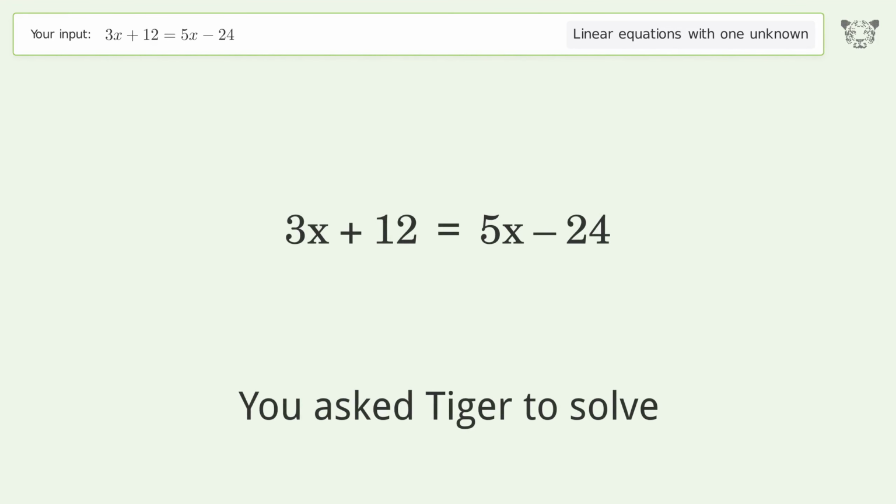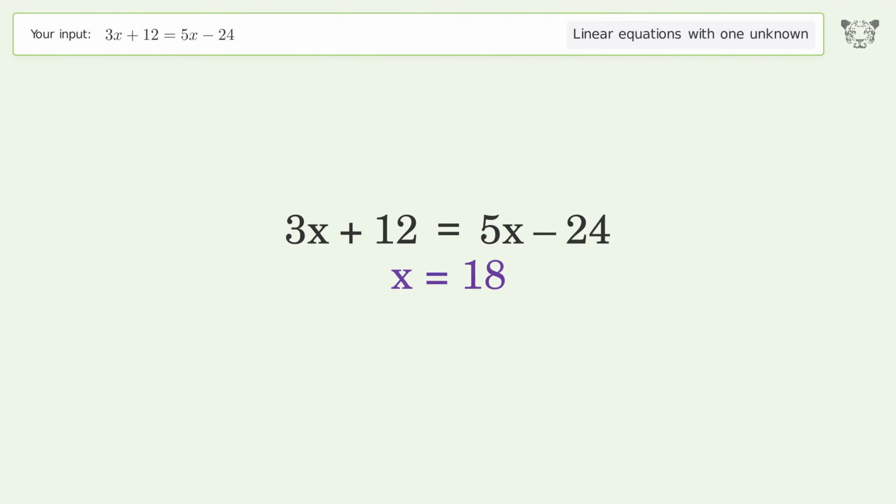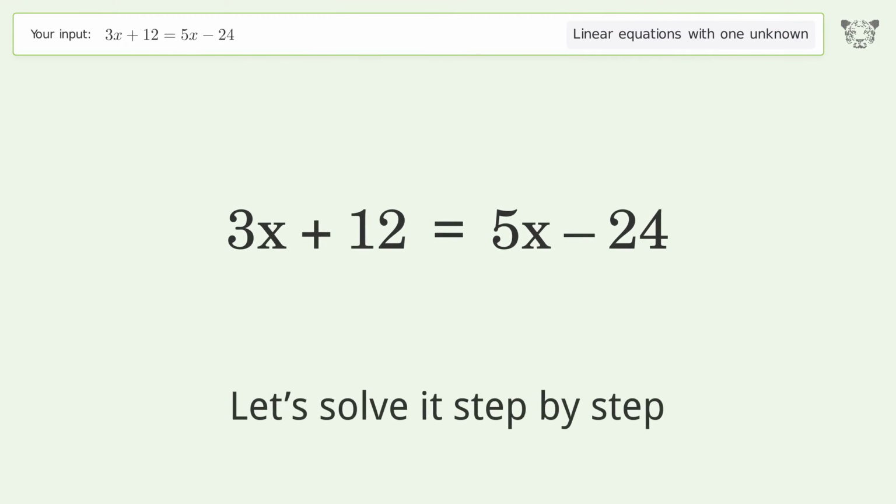You ask Tiger to solve. This deals with linear equations with one unknown. The final result is x equals 18. Let's solve it step by step.